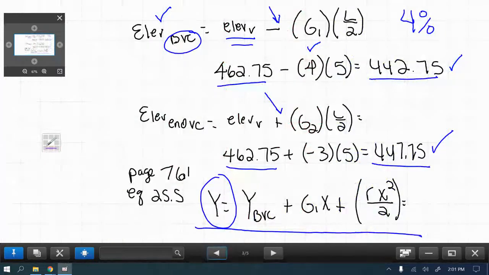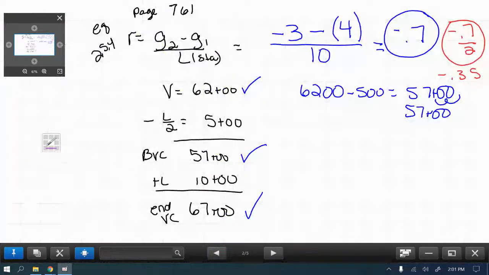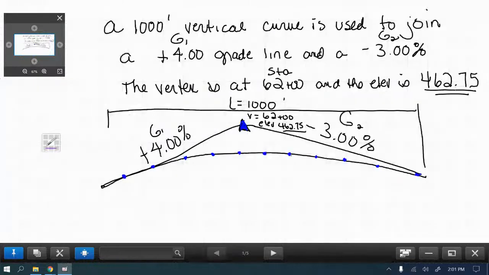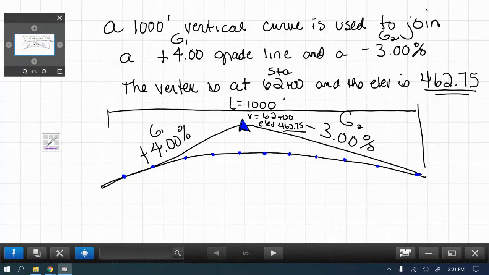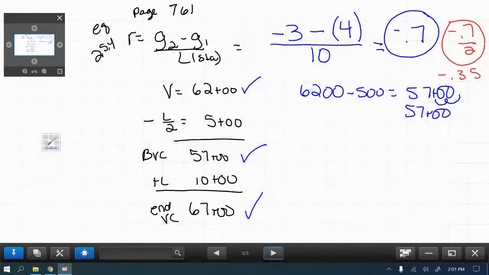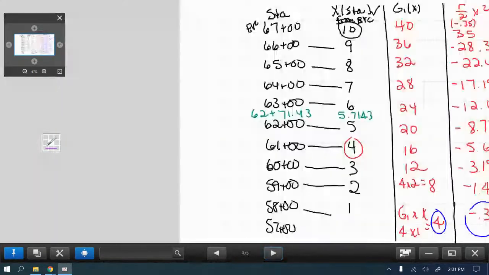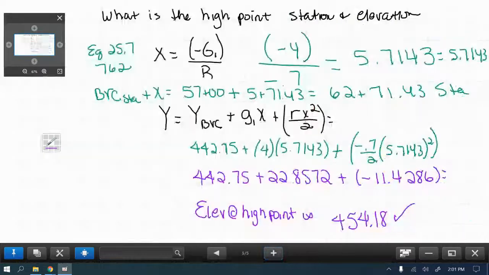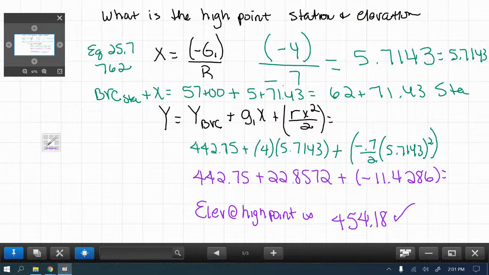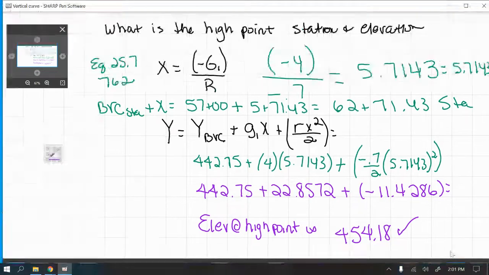Because this was a crest, I had a high point. If it would have been sag, it would have been a low point. So there's where we're at. I am going to save this.